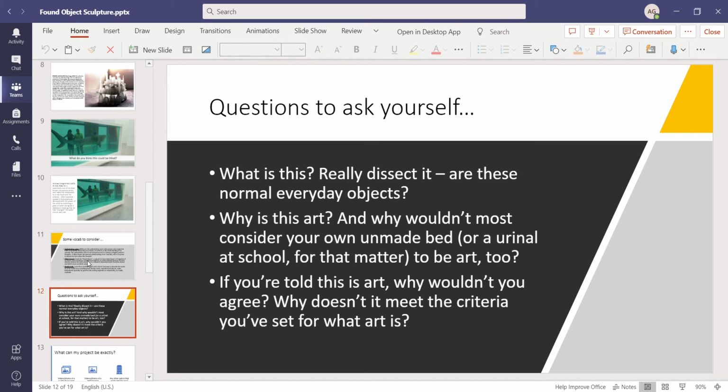So questions to ask yourself. With your objects, what is it? Really dissect it. Are these normal everyday objects? Why is it art? And why wouldn't most people consider your own unmade bed or urinal at school even to be art too? If you're told this is art, why would or wouldn't you agree? Why does or why doesn't it meet the criteria you've set for what art is?